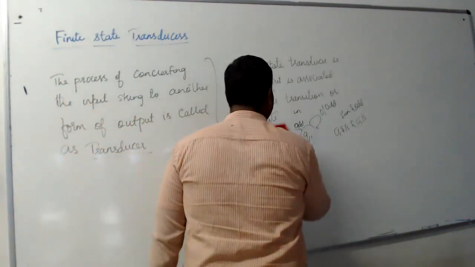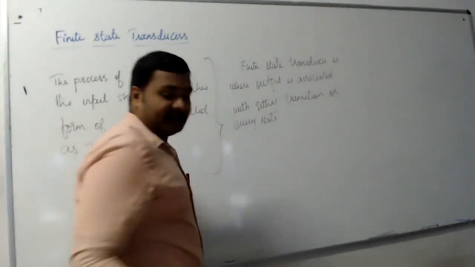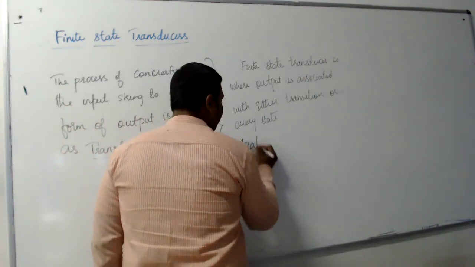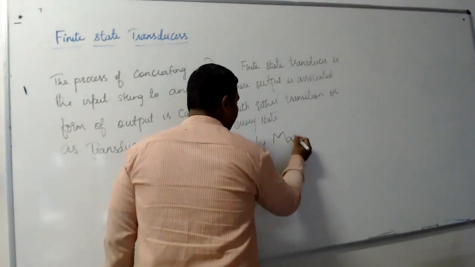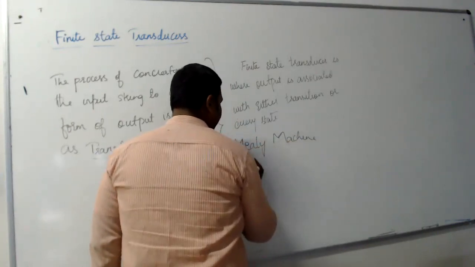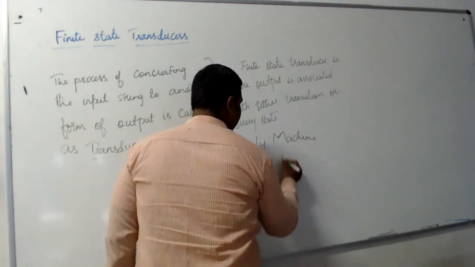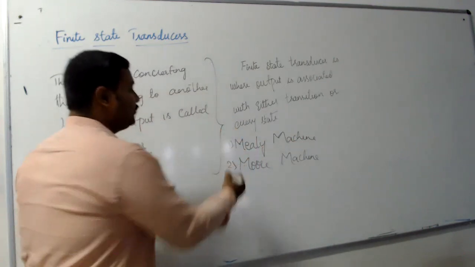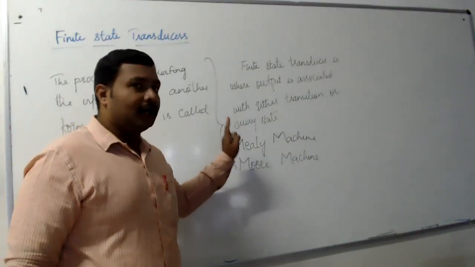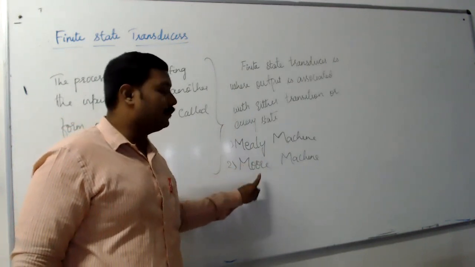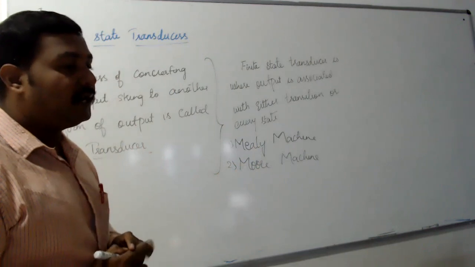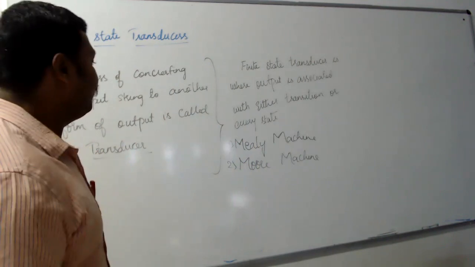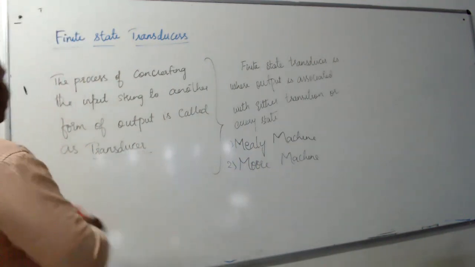And this particular finite state transducer is categorized into two types. One is Moore Machine and Mealy Machine. This Mealy Machine is associated with the output associated with the transition, whereas Moore Machine is output associated with the states, right? So Moore Machine ಮತ್ತೆ Mealy Machine ಏನ್ ಡಿಫರೆನ್ಸ್ ಇದೆ ಅಂತ ನಾವು ನೋಡ್ತಾ ಹೋಗೋಣ. So now we'll start studying a concept of Mealy Machine.